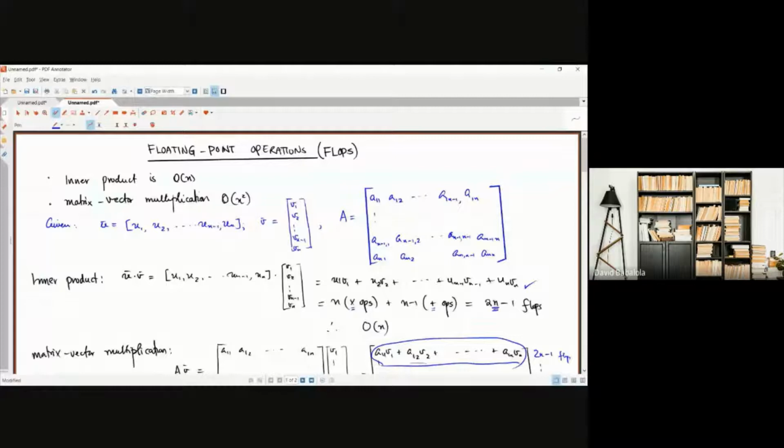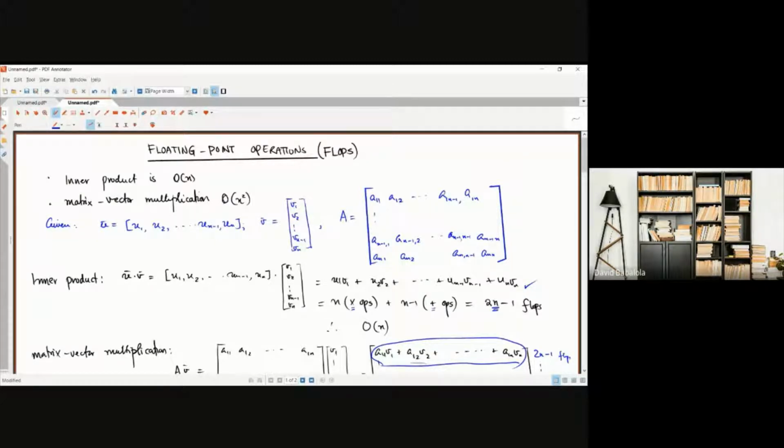So this morning we want to learn about floating point operations, which is otherwise called FLOPS. We know that inner product is of order n and matrix vector multiplication is of order n squared. So how do we get this order? That is what we want to work on this time.